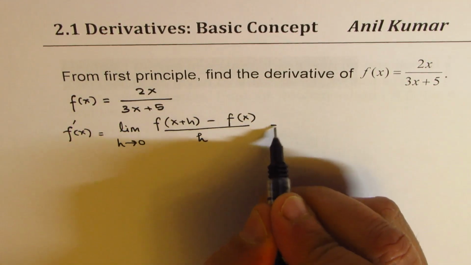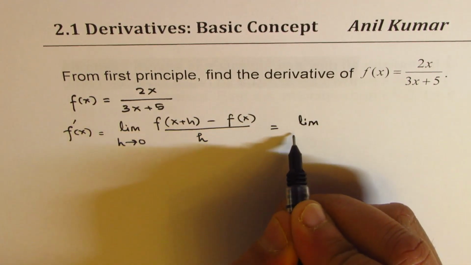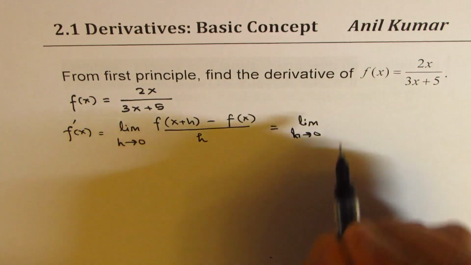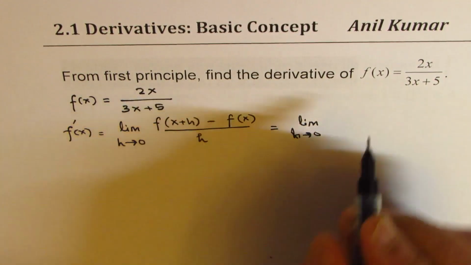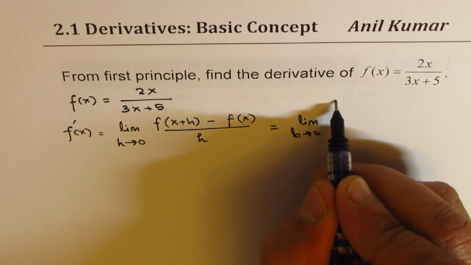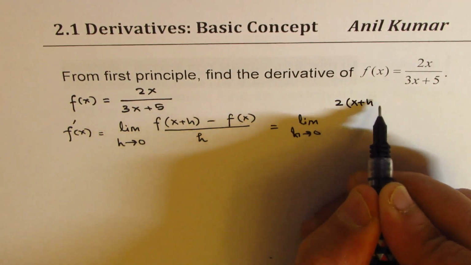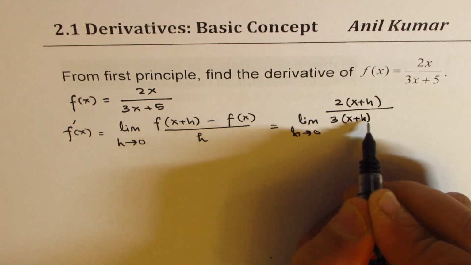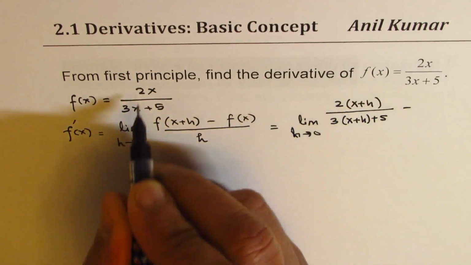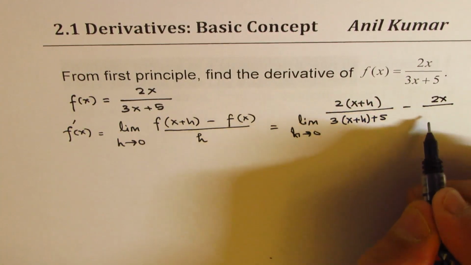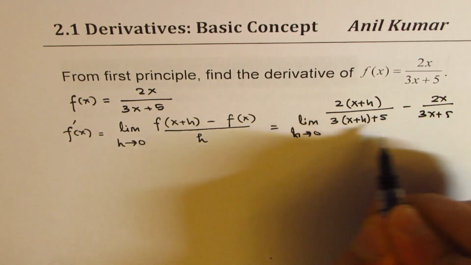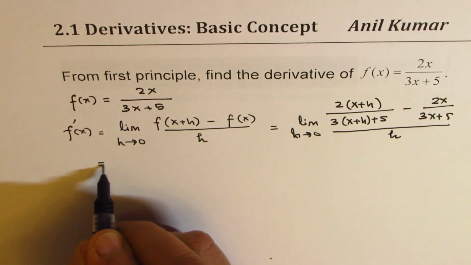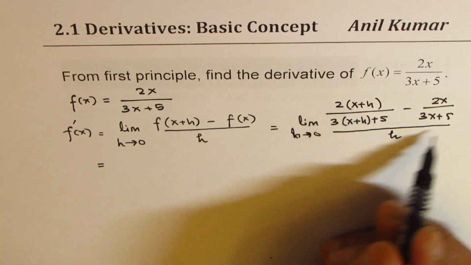So what we get here is limit h approaches 0. f of x plus h means we replace x with x plus h. So we get 2 times x plus h over 3 times x plus h plus 5, minus the function, which is 2x over 3x plus 5, and everything divided by h.